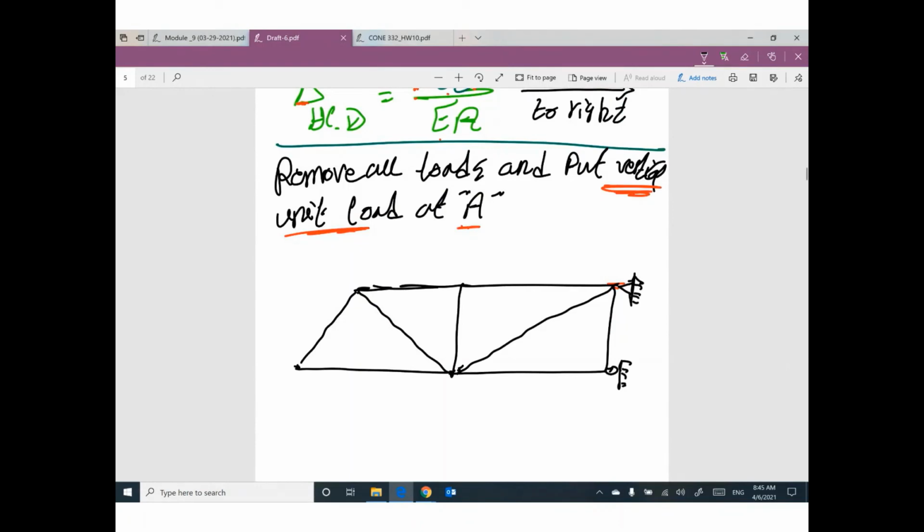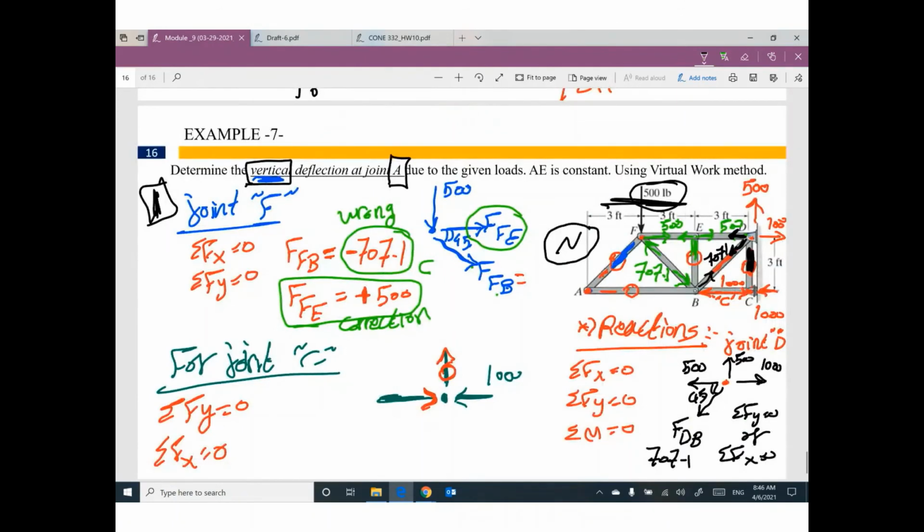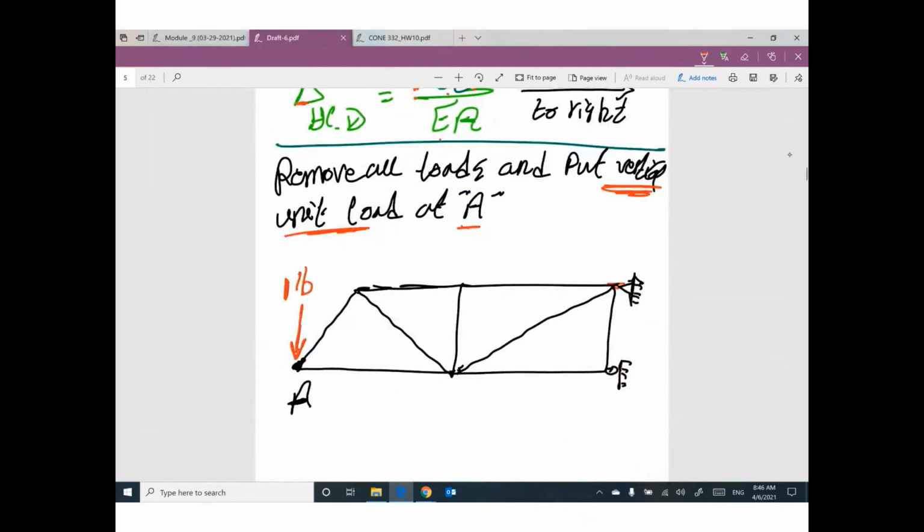I removed everything from the truss. At point A, I will put a vertical unit load, 1. What is the unit? Pound. So 1 pound. We have a new truss with new reactions, with new calculations. Go ahead and find your reactions.